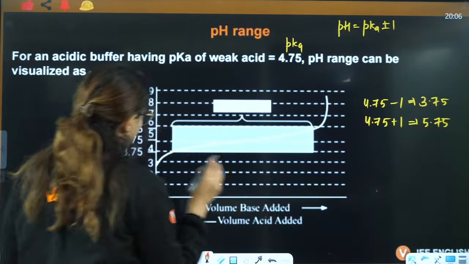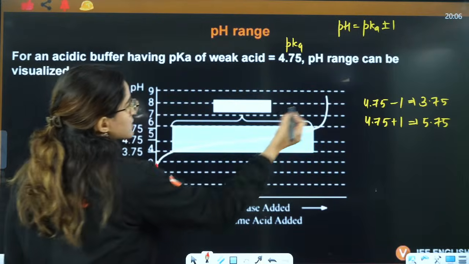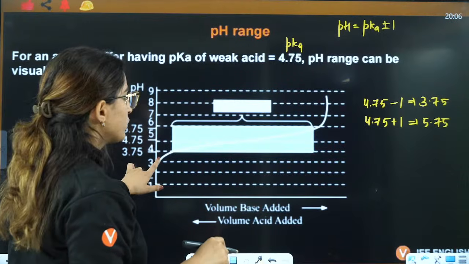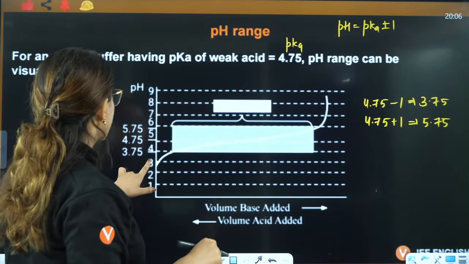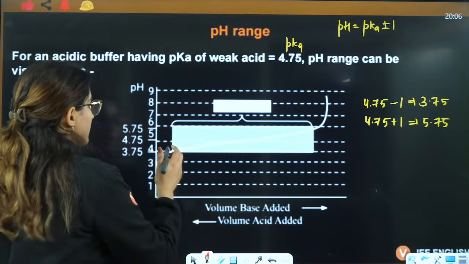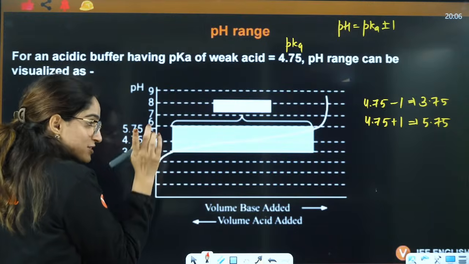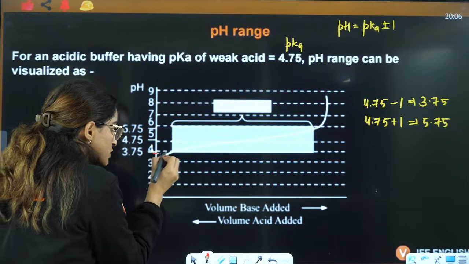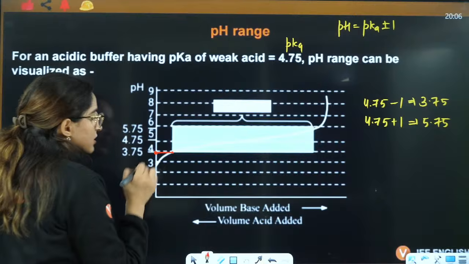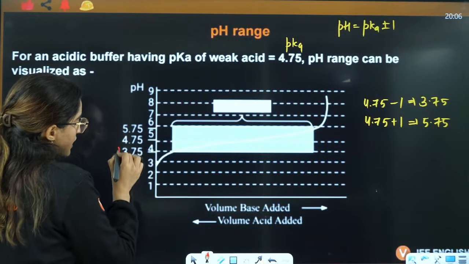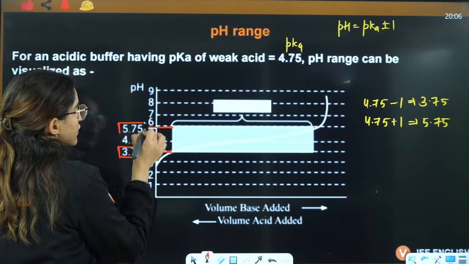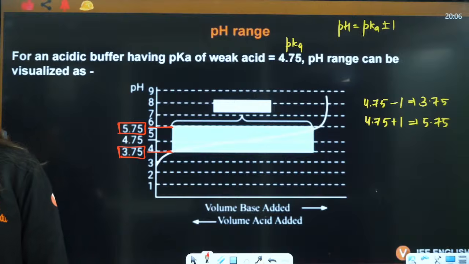So if you see this here, the minimum value is 3.75, the maximum value here will be 7. Wait a minute, the maximum value should be 5.75. This is the buffer. So if you see, this is 2.75, guys. This is 3.75. This particular point is 3.75, as they have mentioned here, and this is the point of 5.75. That is the buffer range here.